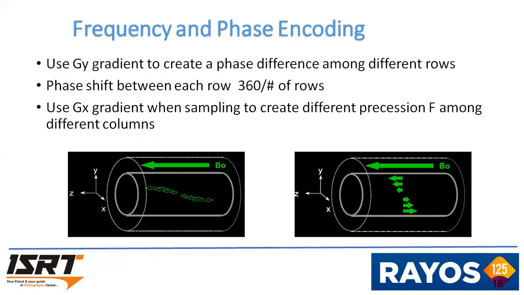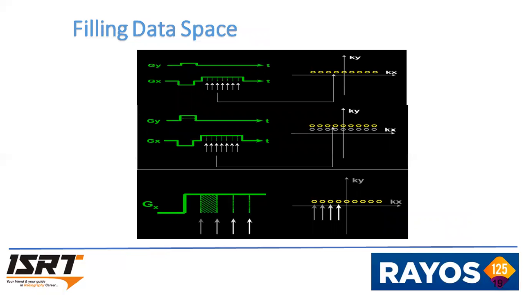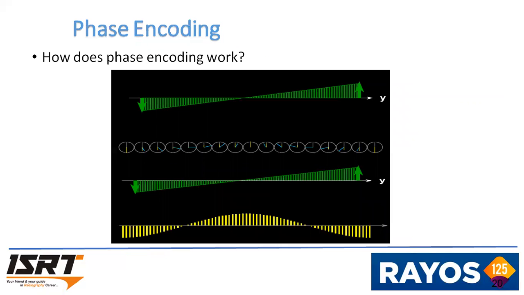Frequency and phase encoding. The Y gradient is used to create a phase difference among different rows. The phase shift between each row is 360 divided by the number of rows. The X gradient is used when sampling to create different precession among the different columns. Phase encoding is applied before the readout to generate the phase shift. This is a filling data space model and the phase encoding.